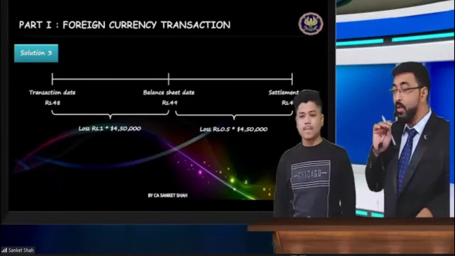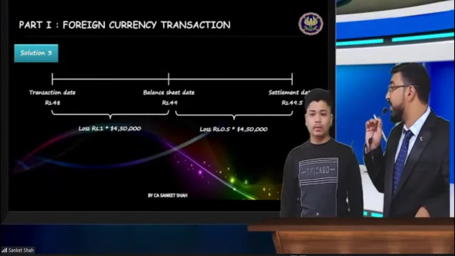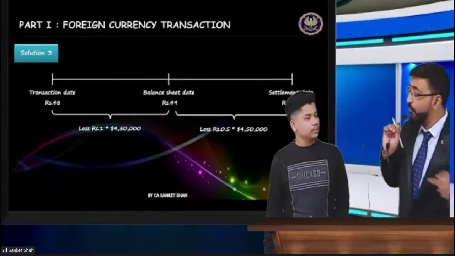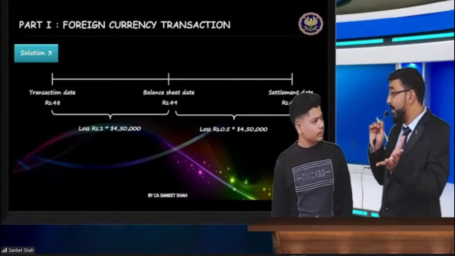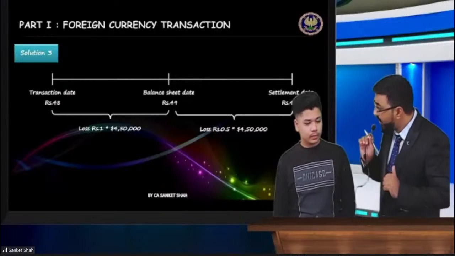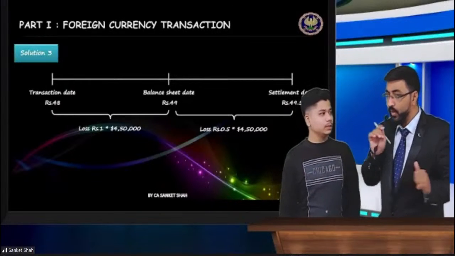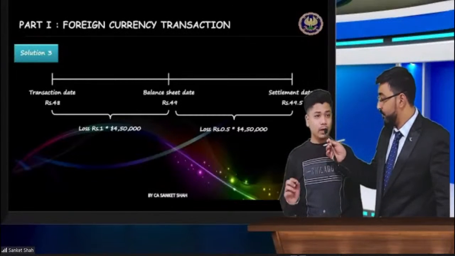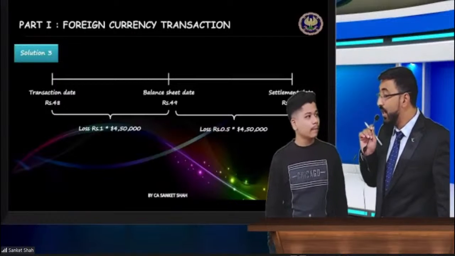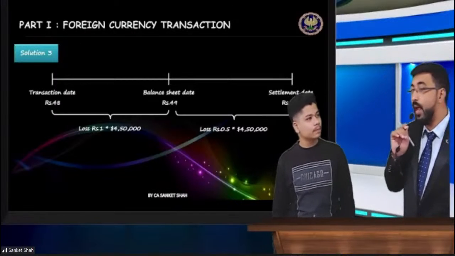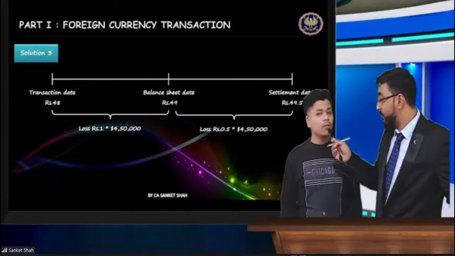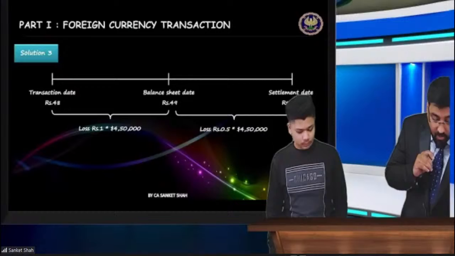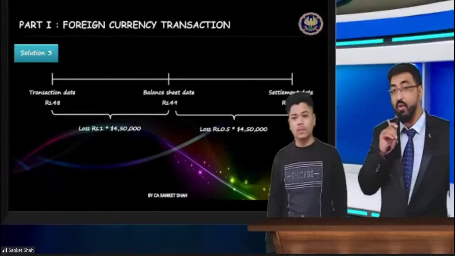On transaction date, which rate will you apply? We will apply the spot rate. Very good. And is the transaction date rate the same as the balance sheet date rate? No, it may change. And where to transfer the difference? To the foreign exchange difference account, and it will get transferred to the profit and loss account. Yes, now you are correct.